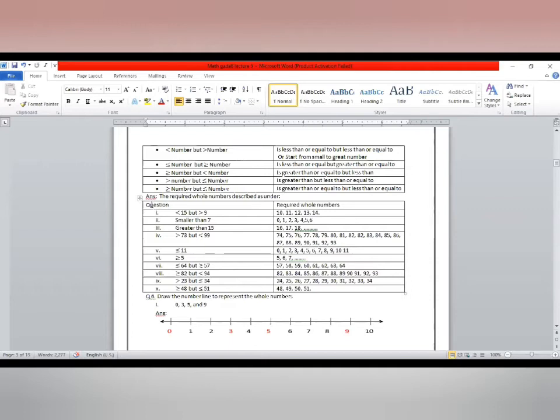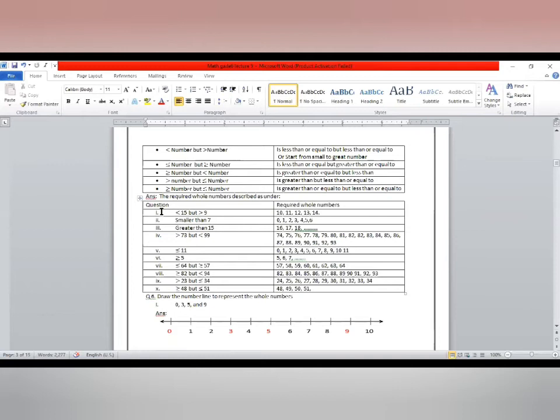Dear student, here the question is started. This is question number 5. Number 1, what we are given here, less than 15 means 14. But greater than 9 means we have to start from 10. 10, 11, 12, 13, 14. Smaller than 7 means we have to start from 0, because 0 is part of the whole numbers. We will write 0, 1, 2, 3, 4, 5, 6 and so on.